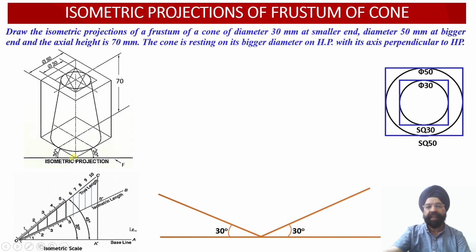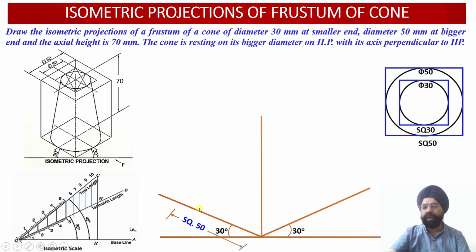On the base, we have to draw a square of 50 millimeter size. So this is the 50 millimeter size of the square that we need to draw at the base, and the height of this particular frustum we have to take as 70 millimeter. So this is the 70 millimeter edge that we have drawn, and this base will be drawn along the x and z plane.